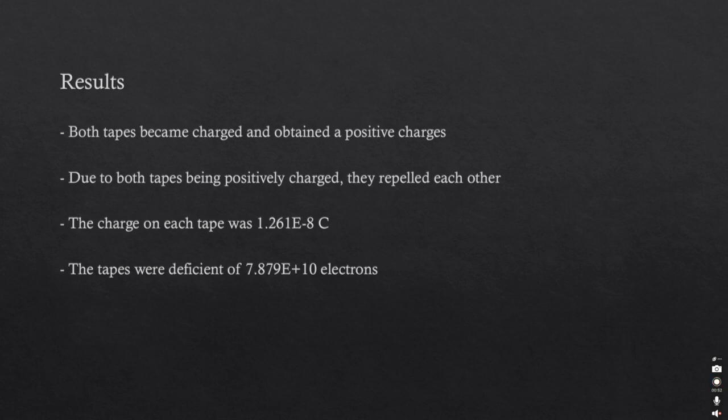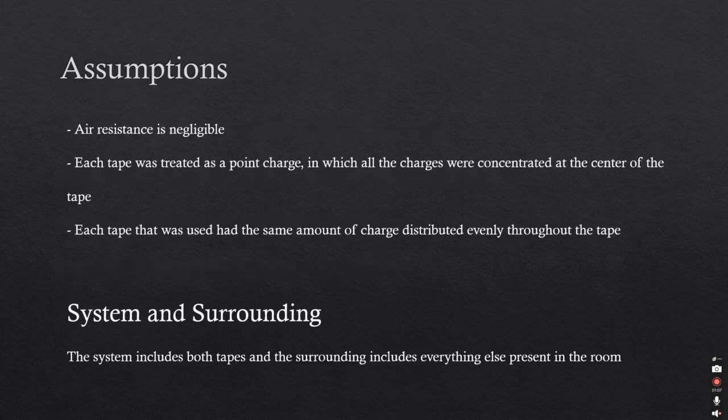A brief overview of the results we obtained were that both tapes became charged and obtained a positive charge. Due to both tapes becoming positively charged, they repelled each other, and the charge on each tape was 1.261 e to the negative 8 coulombs, and the tapes were deficient of 7.879 e to the positive 10 electrons.